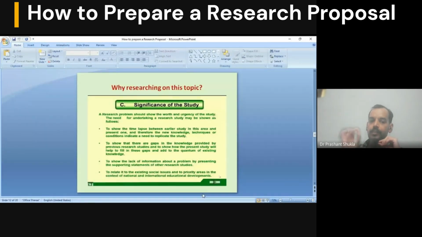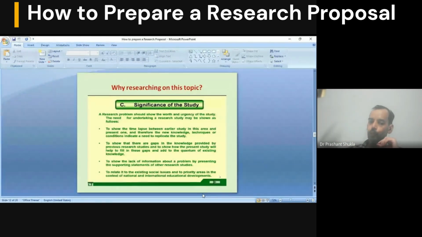So what is the significance of the study? A research problem which you are going to propose should show the worth and urgency of the study. The need for undertaking a research study may be shown as follows. Number 1, to show the time lapse between earlier study in the same area and the present one, and therefore the need for new knowledge.